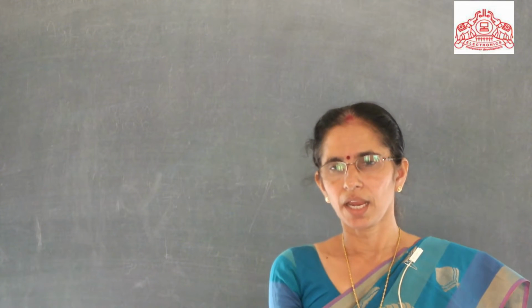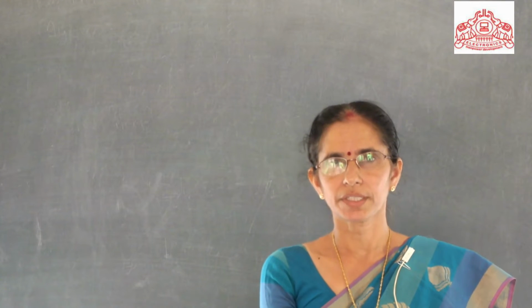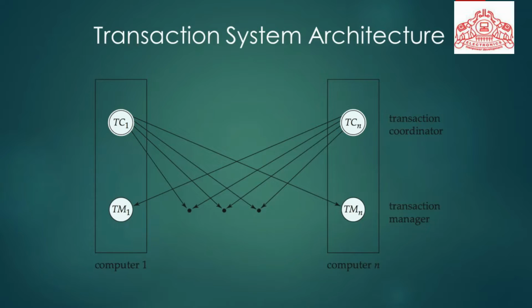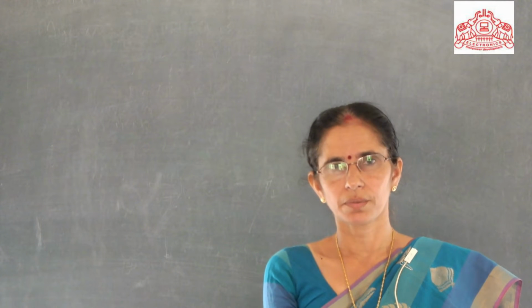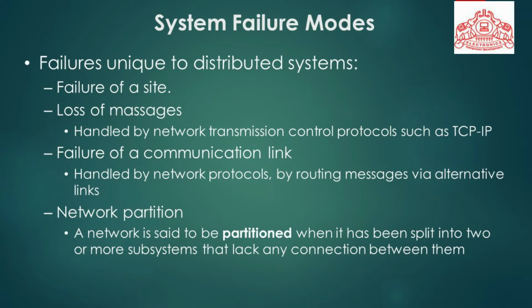And we can see the relation of the transaction coordinator with the transaction manager in the figure. There are different sites. Say we have computer 1 at site 1 and so on, up to computer n at site n. Each of the transaction coordinators interacts with the transaction managers at the other sites to ensure all of these properties.